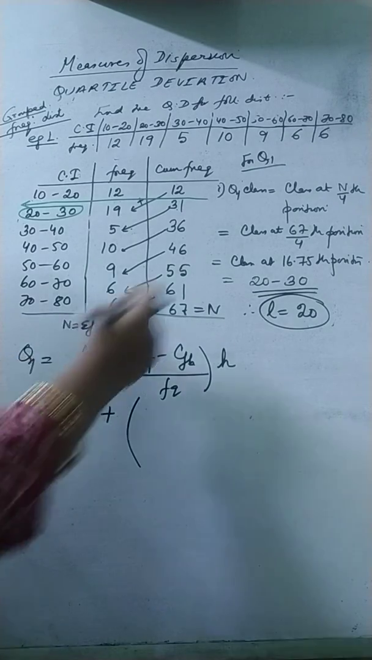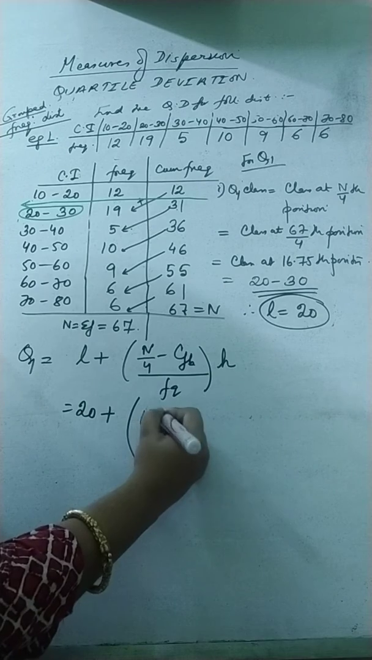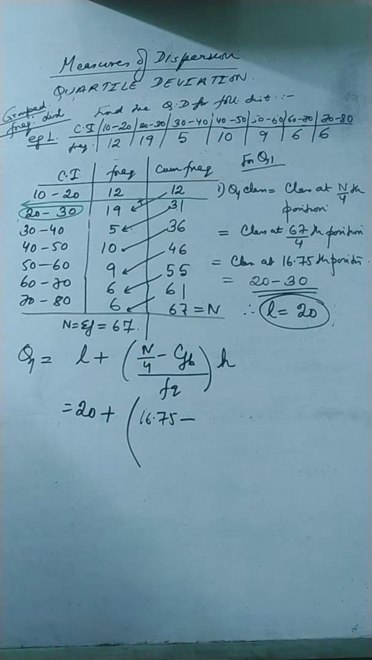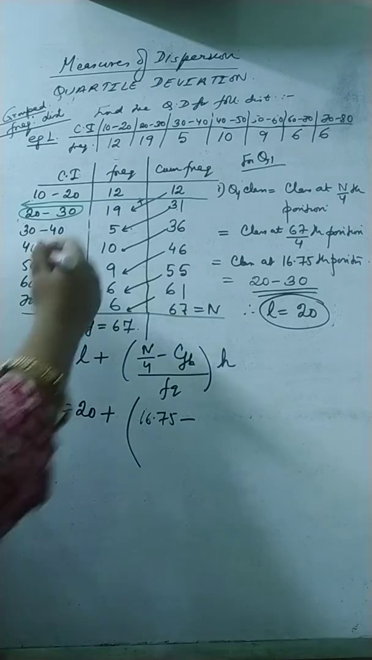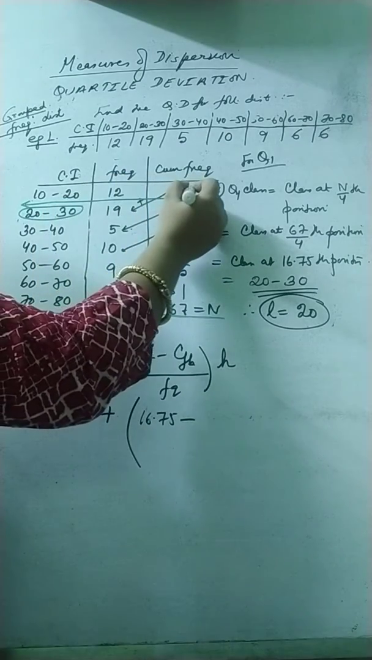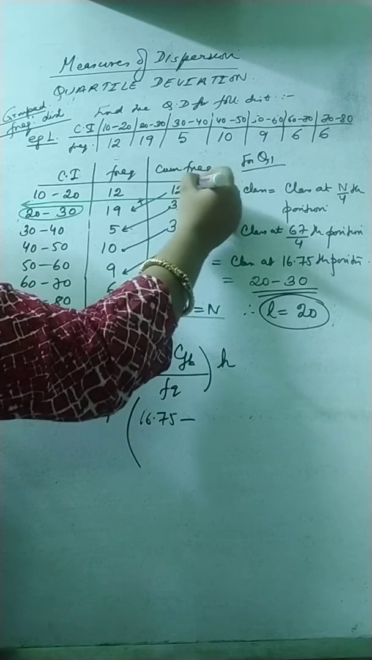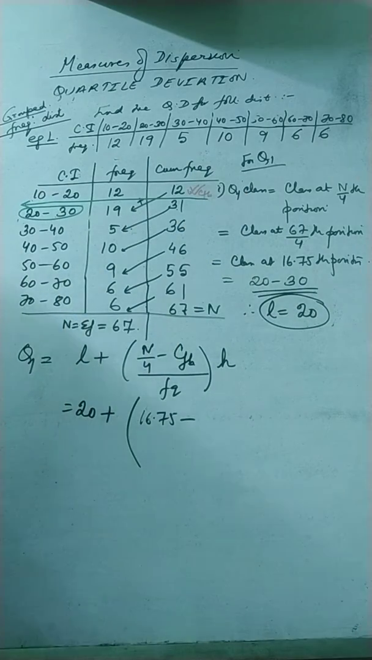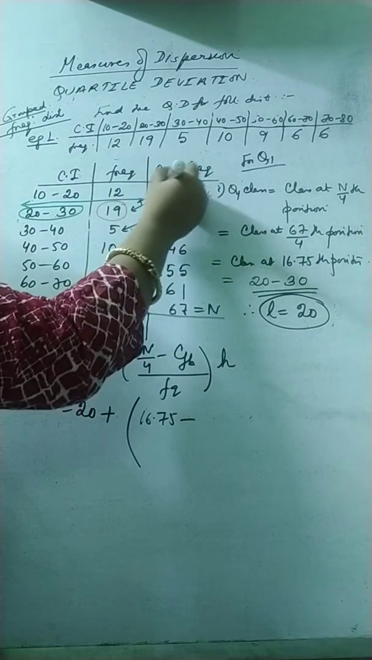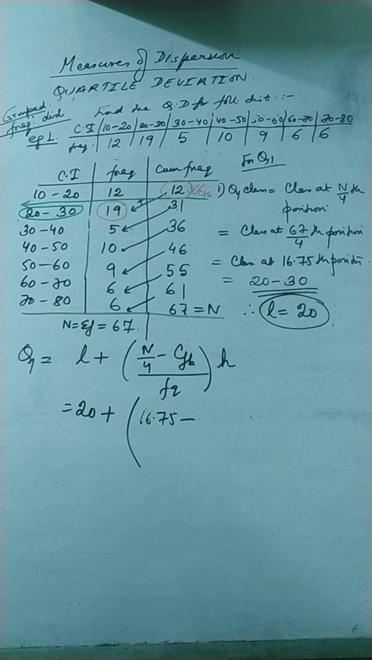N by 4 we have already calculated, 67 by 4, it is 16.75 minus CFB. CFB is cumulative frequency before the quartile class. This is the quartile class. This is the cumulative frequency before the quartile class. So this is your CFB. And frequency of the quartile class is here. Okay. So this is what we have. I have circled. You also better circle so that you don't make any careless mistakes. You can use pencil or maybe some other color pen.